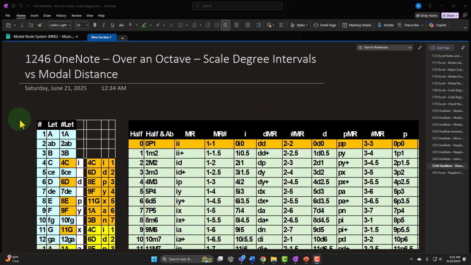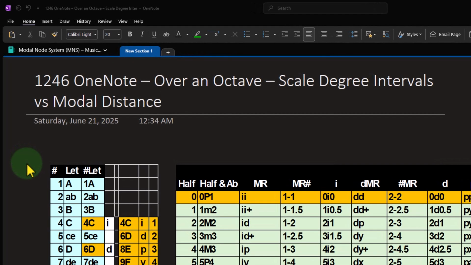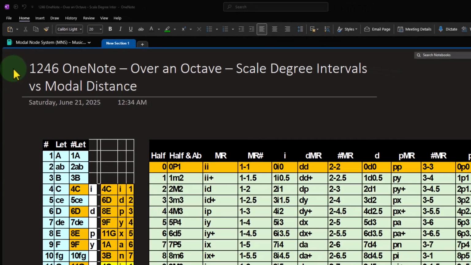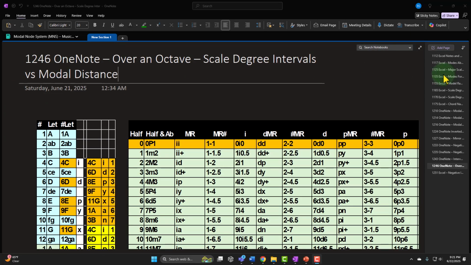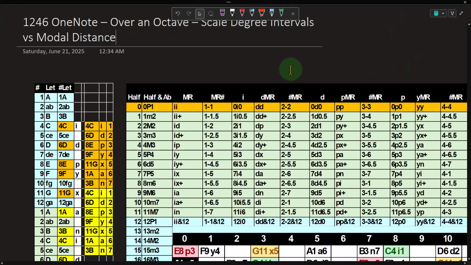it's a beautiful note. You're not required to, but if you have access to it and would like to follow along, we're currently in the OneNote file of Modal Node System, MNS Presentation 1246, OneNote over an octave, scale degree intervals versus modal distance. We have our list of presentations, which we plan on adding plenty more to shortly. Also noting in this OneNote presentation, we could spend all of our time on the music theory side of things, but we also have a similarly numbered and named presentation where we build these tables using Excel, practicing our Excel skills, our music skills, as well as our table visualization skills in general.